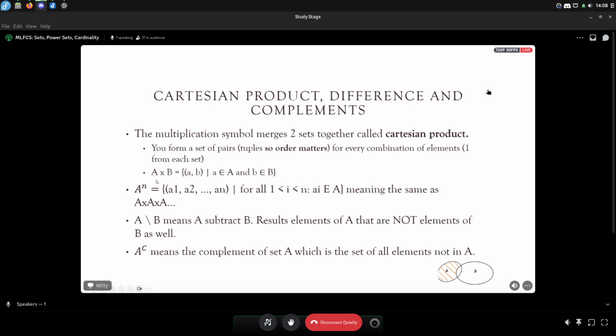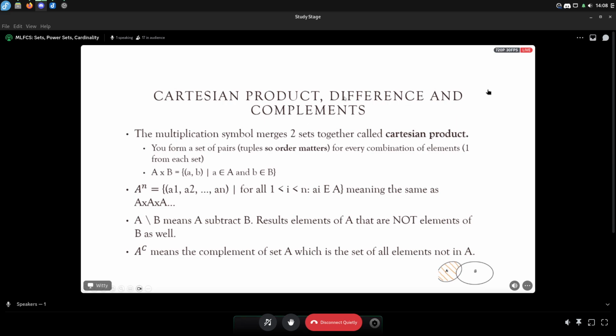Then once we have Cartesian product, similarly, now you can also just have A to the power of n, and that means the same as basically A times A times A times A, n times. And that's basically like Cartesian producting the same set multiple times. You'd write it using this notation. And it's the exact same principles that apply.